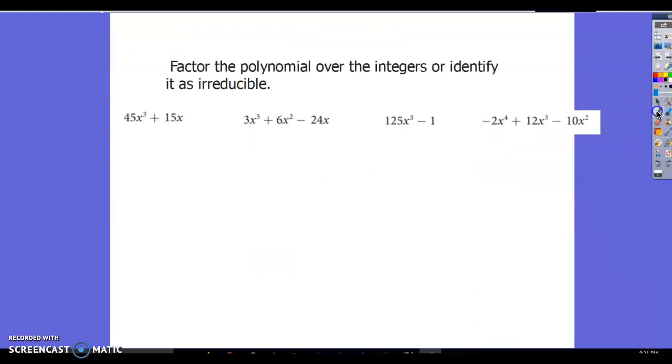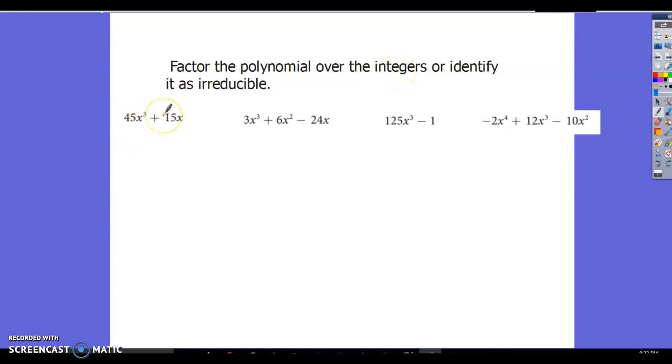All right, let's look at a few examples of factoring. It says factor the polynomial over the integers or identify it as irreducible. Integers just means we're working with positive and negative whole numbers. We're not going to be working with fractions.